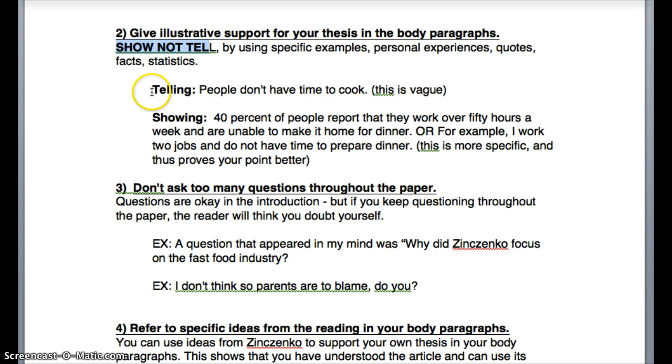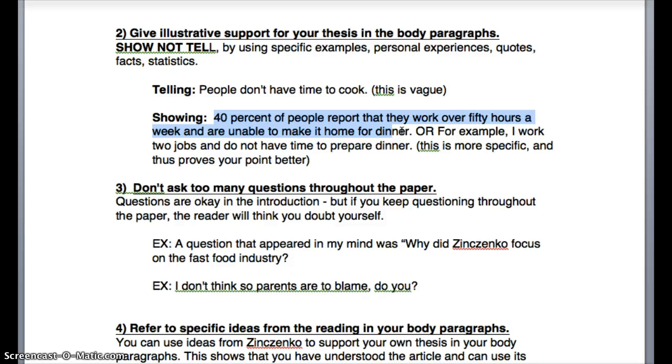So here's an example of telling. "People don't have time to cook." Okay, people don't have time to cook. This is really ambiguous, it's vague. Here is showing, which is much more powerful for proving your point. "40% of people report they work over 50 hours a week and are unable to make it home for dinner." Okay? This shows that people don't have time to cook.